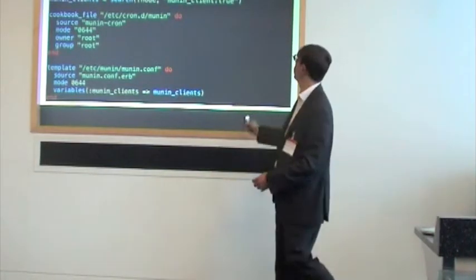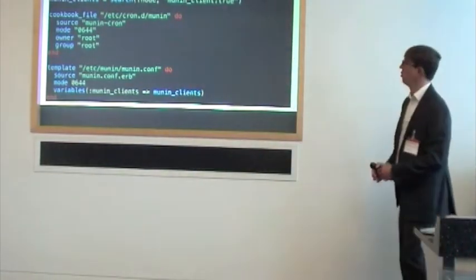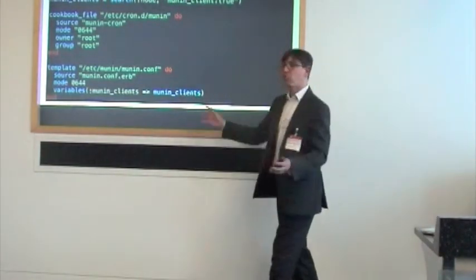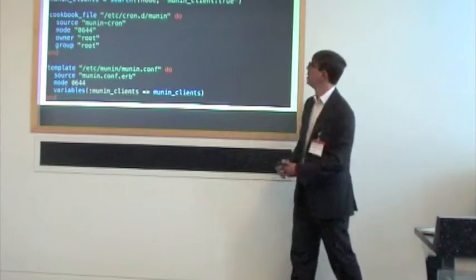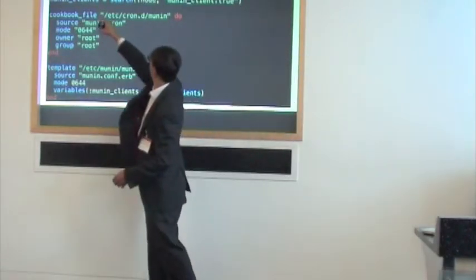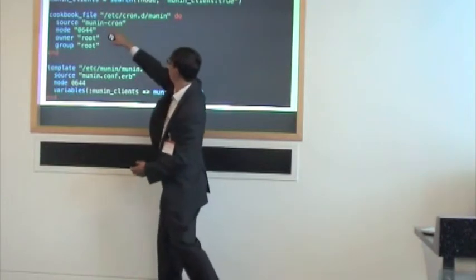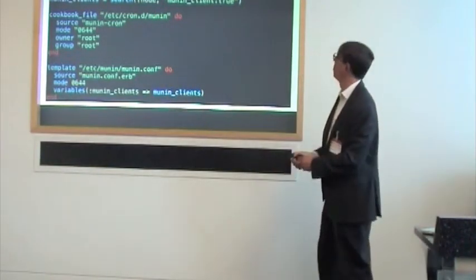So here's how this works. This is the Munin server cookbook. So what we're saying is, if this cookbook is evaluated on the machine, specify that it is a Munin server. So set the attribute Munin server to true. Okay?